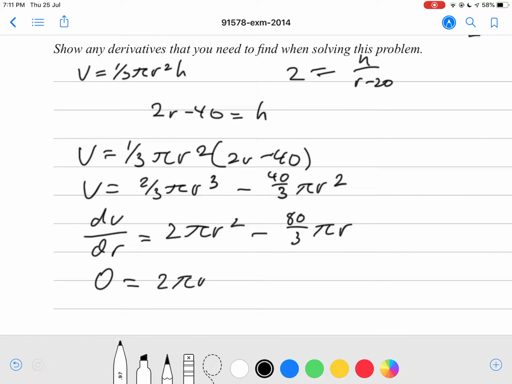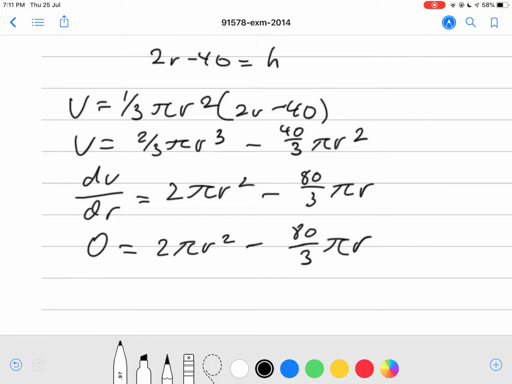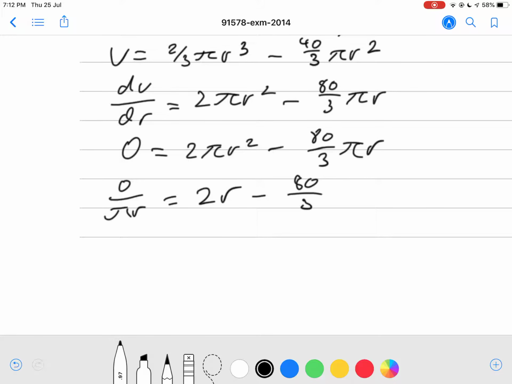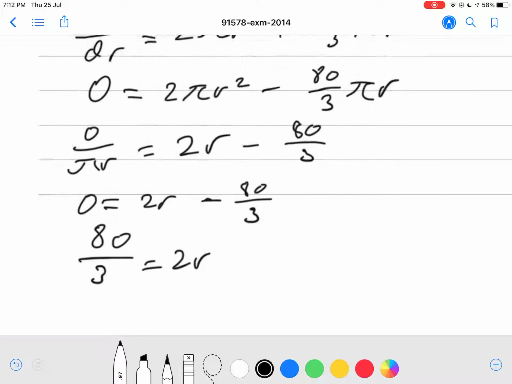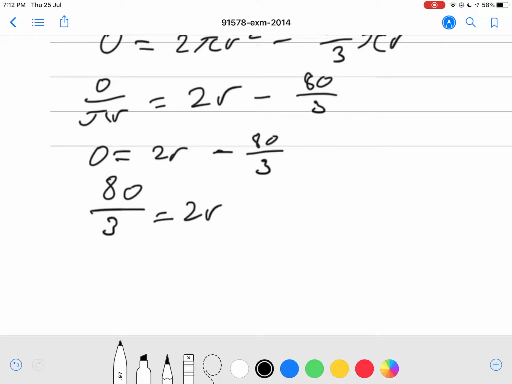So 0 equals 2 pi r squared minus 80 over 3 pi r. We're just going to divide the whole thing by pi r. So 0 divided by pi r is still 0, and that equals 2r minus 80 over 3. Pi r is gone. If we move the 80 over 3 to the other side, 80 over 3 equals 2r. Now we're going to divide both sides by 2. So 40 over 3 equals r.